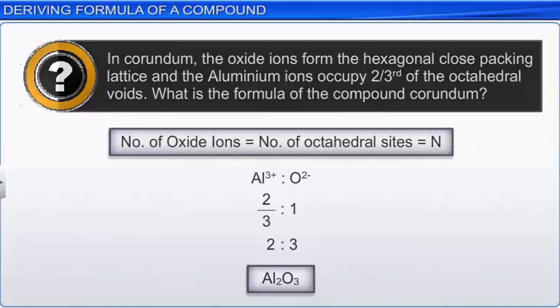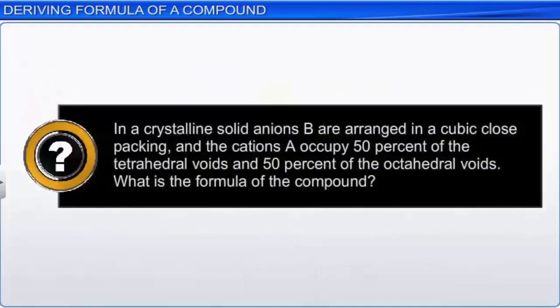Let us solve one more problem. In a crystalline solid, anions B are arranged in a cubic close packing, and the cations A occupy 50% of the tetrahedral voids and 50% of the octahedral voids. What is the formula of the compound?